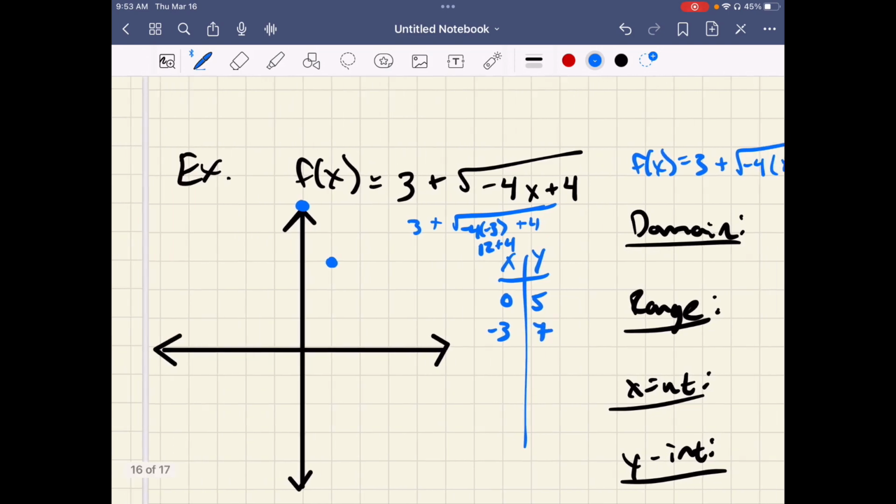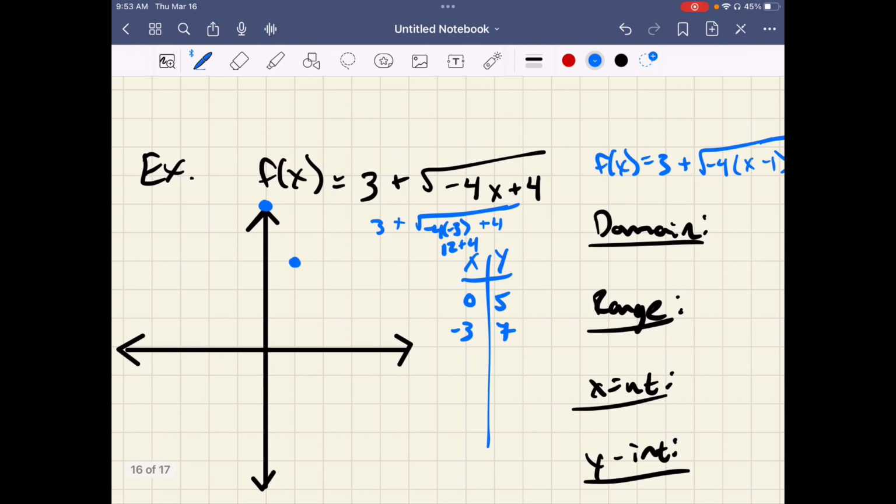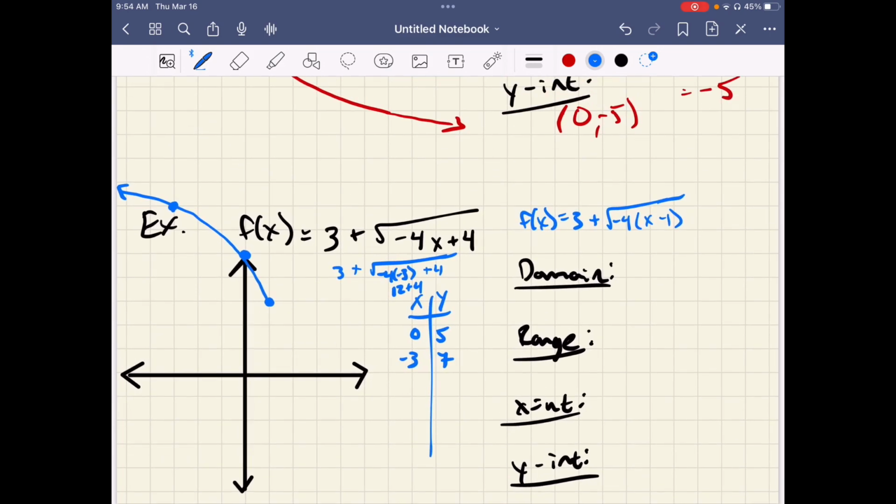So now what we can do is go negative 3, 1, 2, 3, 1, 2, 3, 4, 5, 6. And here I'm starting to go off my graph, so I'm going to stop plotting points from there. But I can start to see I have this square root that opens up over here to the left side. Okay, and I'm going to erase that so I've got some room to do a little side work.